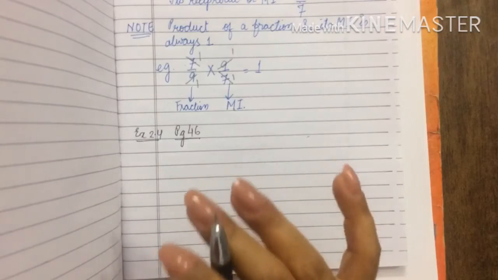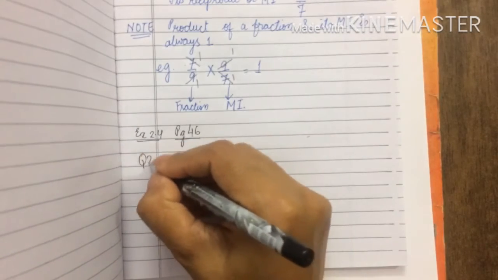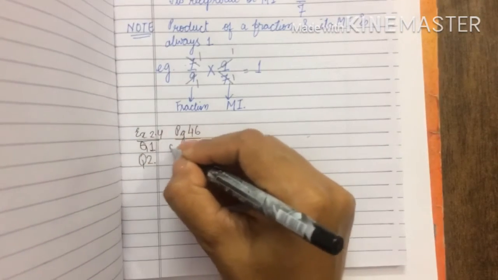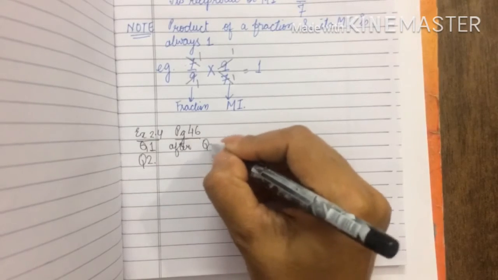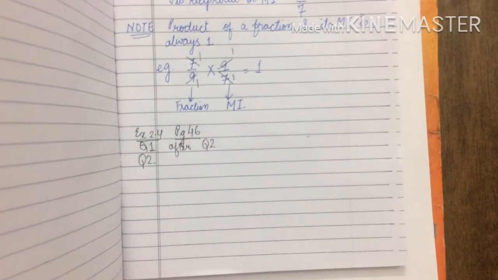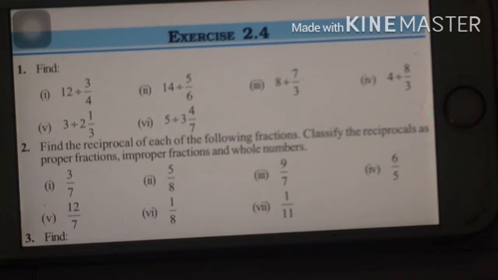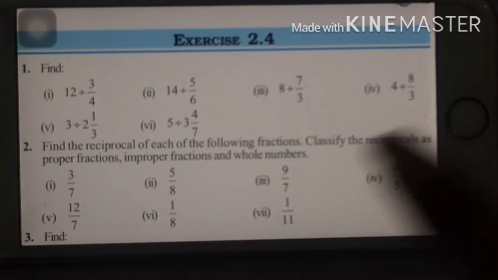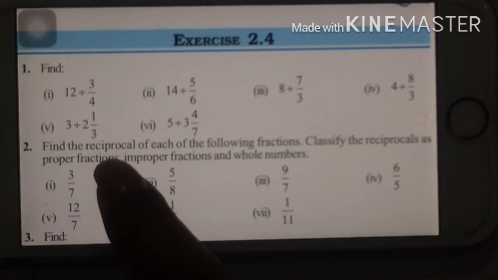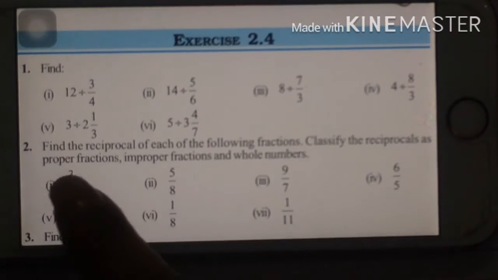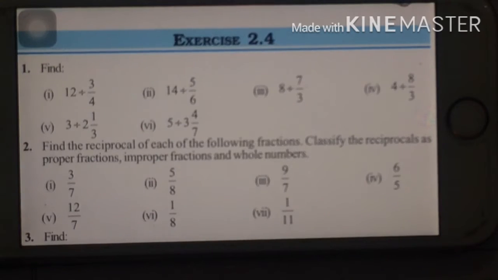Now, before we do the first question, we will be doing question number 2. You can write question number 1 is after question number 2. Now, let's take a look at what question number 2 is. You have to find the reciprocal. Now, you're familiar what a reciprocal is, how to find it. Find the reciprocal of each of the following fractions. Classify the reciprocals as proper fractions, improper fractions, and whole numbers.